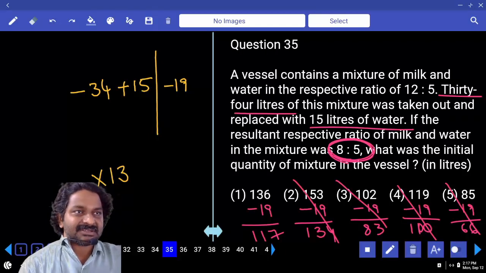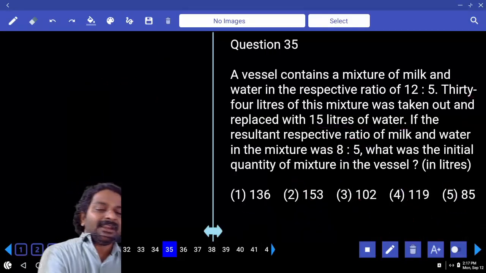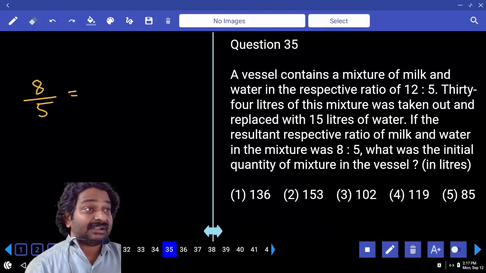That's a time-saving question. If you want to do it the full way, the final ratio is 8:5, they said, which is 8/5 only. What ratio is that?